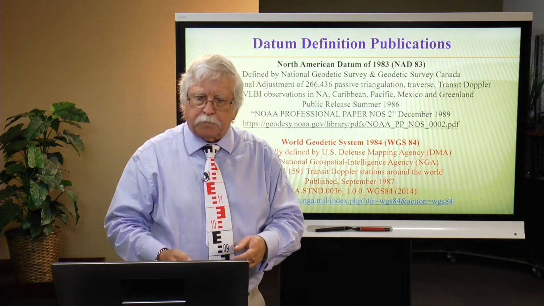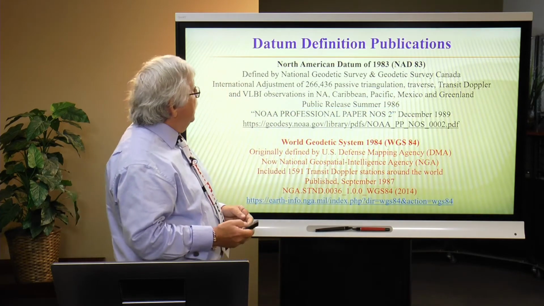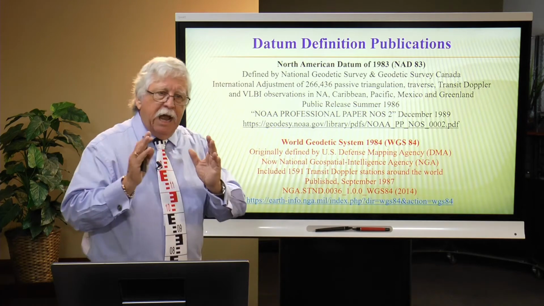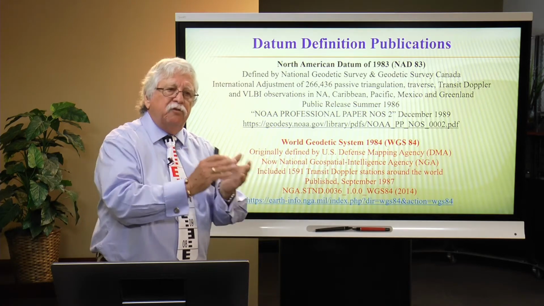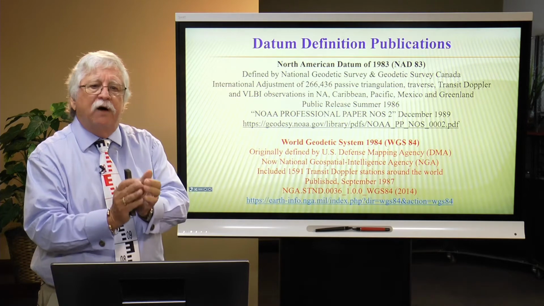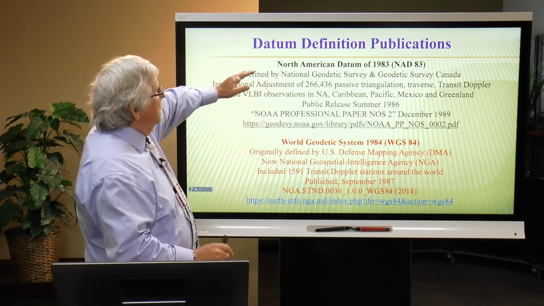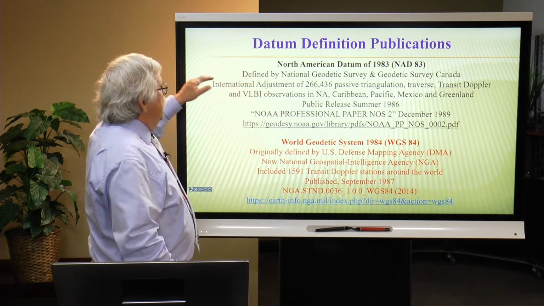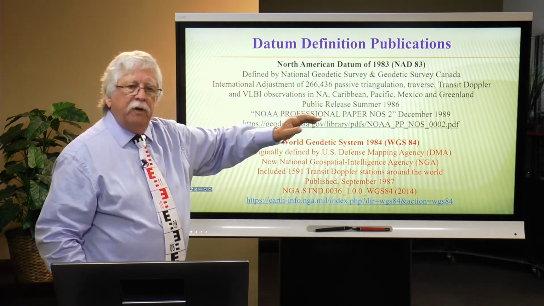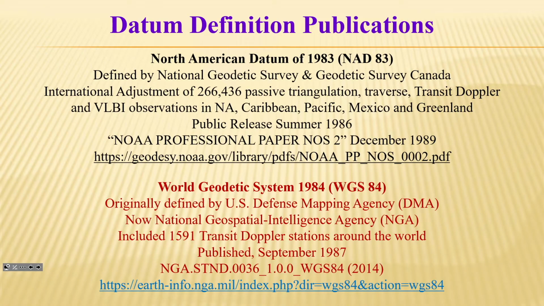So if we look at the datum definitions, we're talking about how the datums were actually derived and defined. The North American Datum of 1983 was primarily a collaborative effort between the U.S. National Geodetic Survey and Geodetic Survey Canada. It used over 260,000 individual geodetic control points, triangulation and traverse. It also used a tremendous amount of new technology.